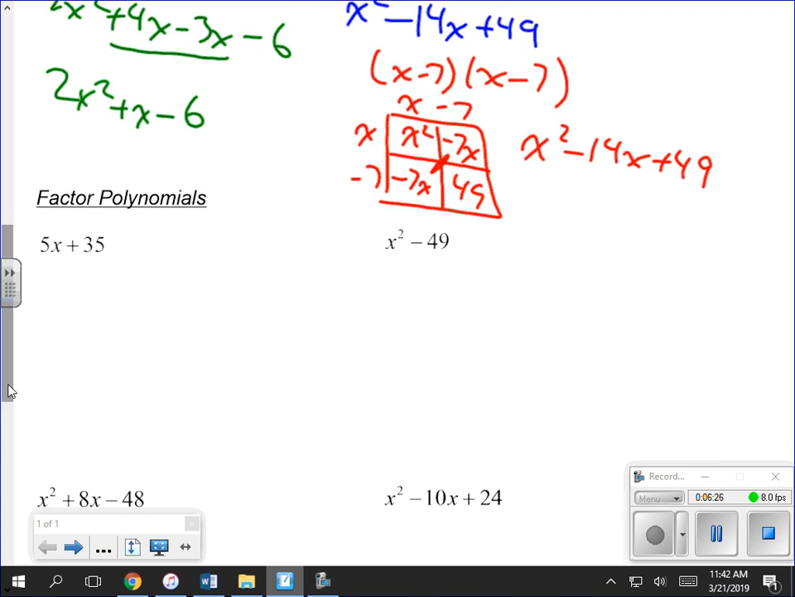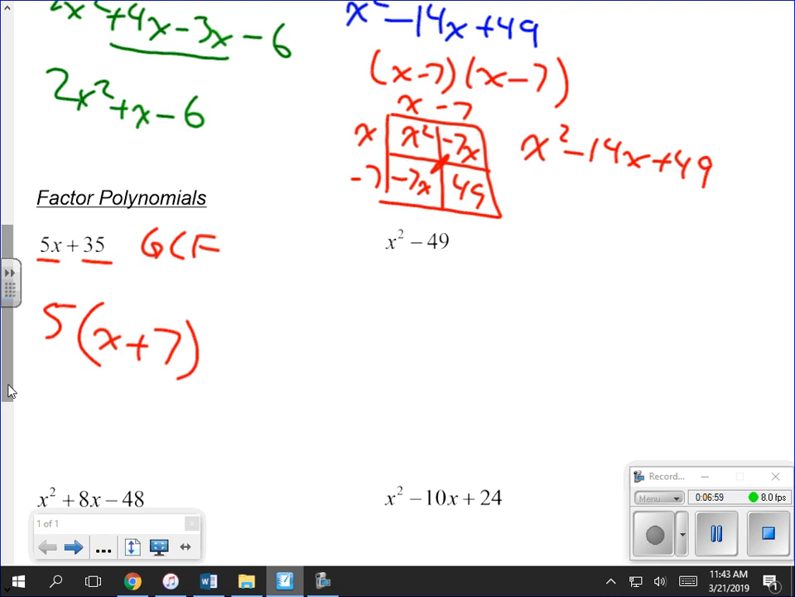Okay. And then we get to factoring. First one, 5x plus 35. This is not a quadratic, so I don't have to worry about doing that. What I do want to do is look for my greatest common factor. What divides into 5x and into 35? That's 5. So I pulled a 5 out of 5x. That leaves me with x. I had 35, I took out 5, that leaves me 7. 5 times x plus 7.